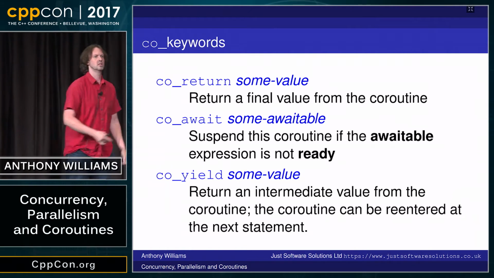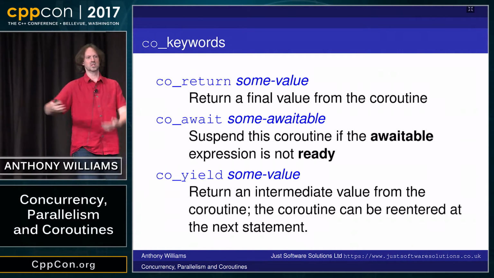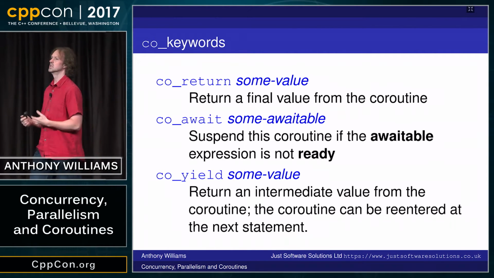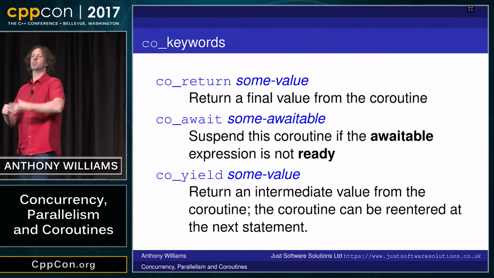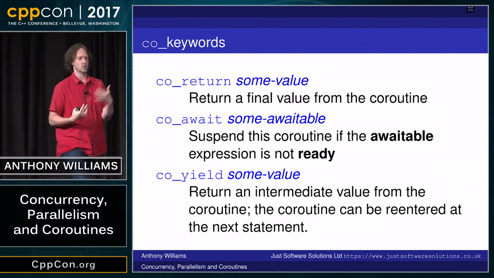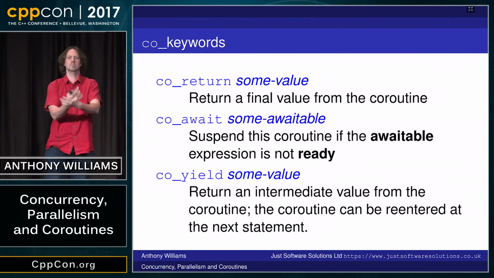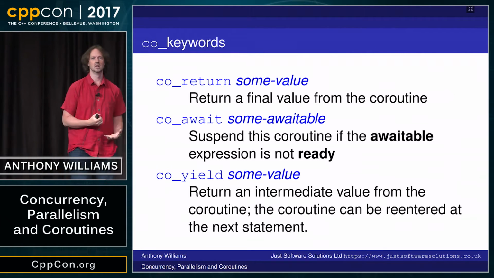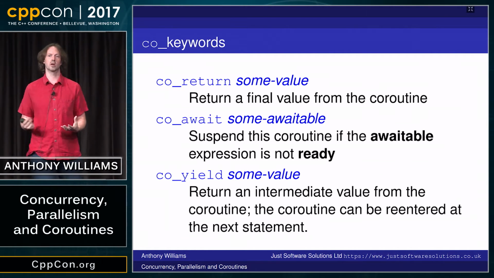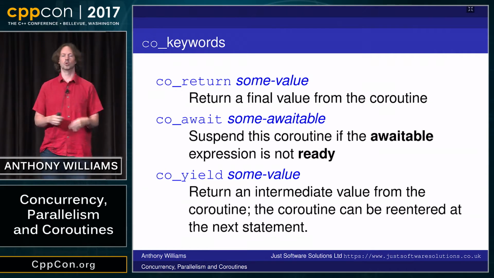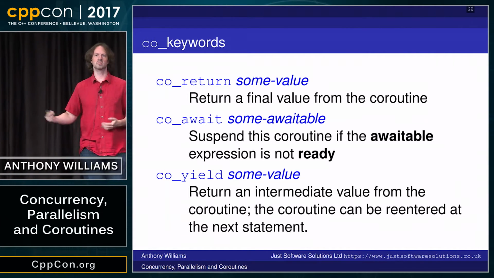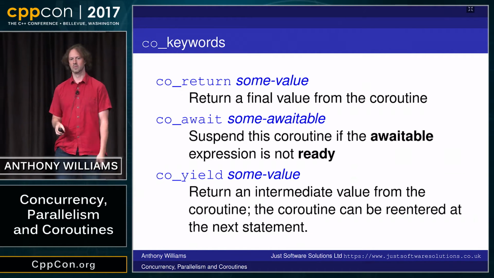So, co_return looks like a return statement. Co_return some value, and that returns the final value. Co_await, you pass in some awaitable thing, and you're telling the compiler and library that you're going to wait on that thing to be ready. And if the awaitable is not ready, then you're going to suspend the current coroutine and return to the caller, who will then hopefully do something and then your coroutine will resume at a later point, back right there after the await call.